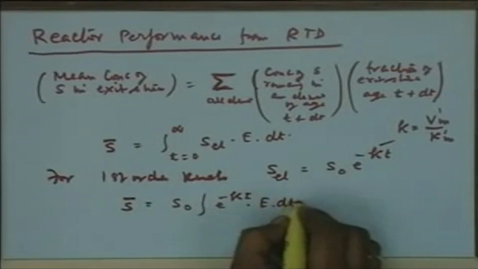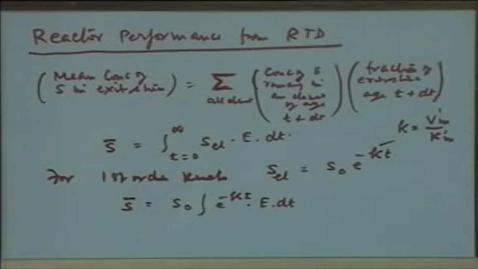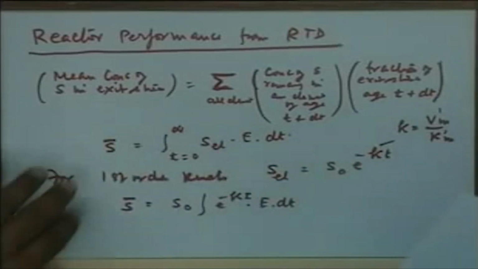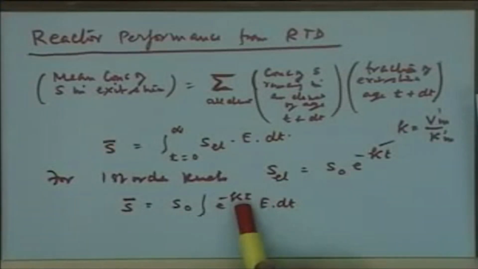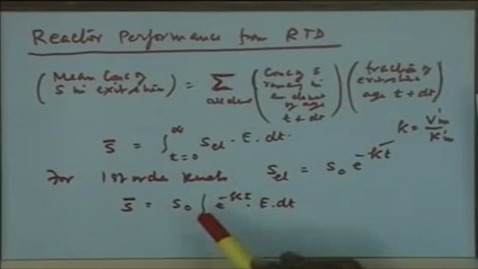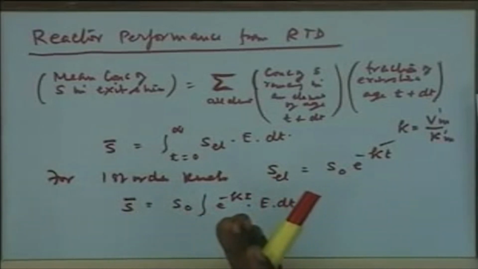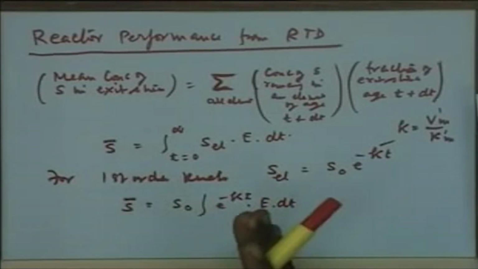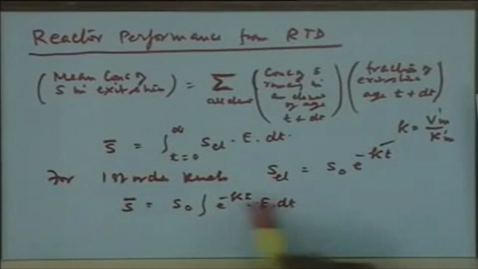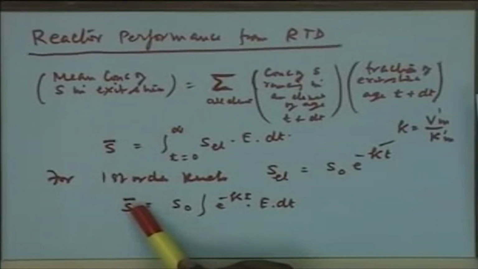Essentially what it amounts to is that if you have a residence time distribution for any real reactor in the form of E dt, and if you also have the first order rate constant k, which can be evaluated for an enzyme reaction, you can sum over all the fractions of the exit stream which have been collected, and you will get the mean substrate concentration in the exit stream.